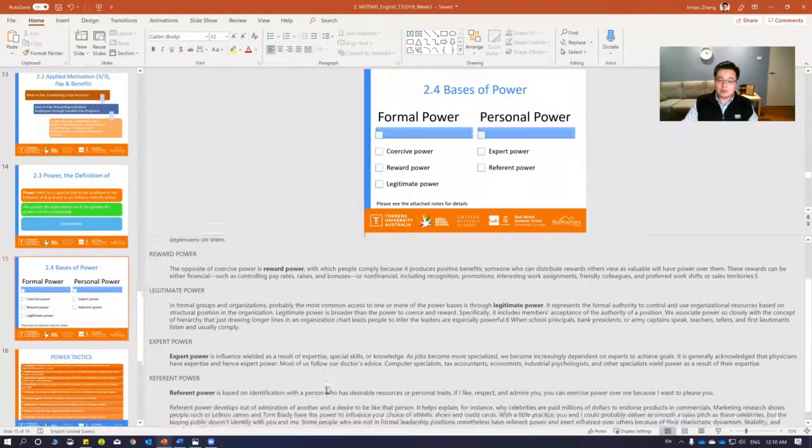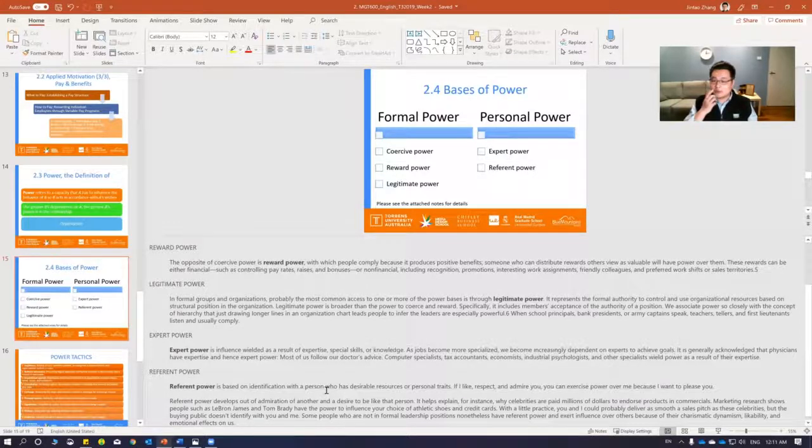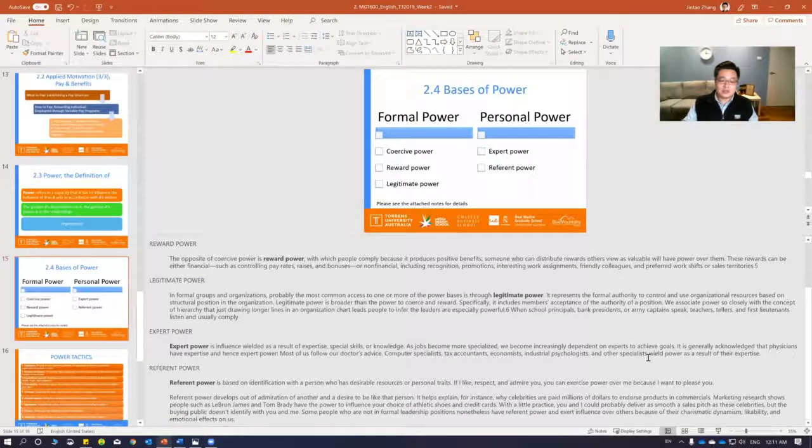Expert power is if you know someone who is really good at something. If you know one of your colleagues from the IT department, they know the computer. So when he or she asks you to do something to the computer, you just naturally follow their order because you know they are the expert. Referent power is based on the identification with a person who has the desirable resource or personal traits. For example, if we know someone who is a very big person, has a lot of resources and connections, then he might have this referent power. For example, if you saw a movie star coming into the classroom, you might say, come over here, I'll serve you with a chair. That is a really good example of referent power.